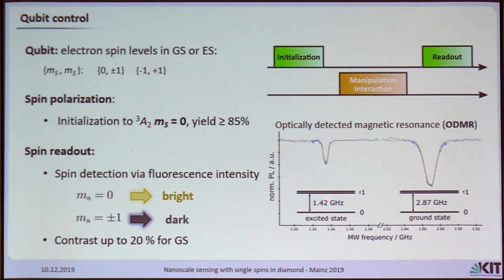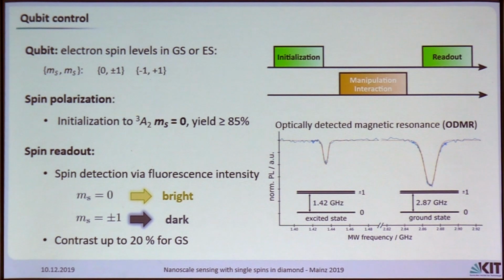So here is the resonance frequency, 1.4 gigahertz. And we clearly see how the count rate just drops. So it gets darker. And the same for the ground state at 2.87 gigahertz. And then we nicely can see, okay, the spin has been in this state or in the other state.